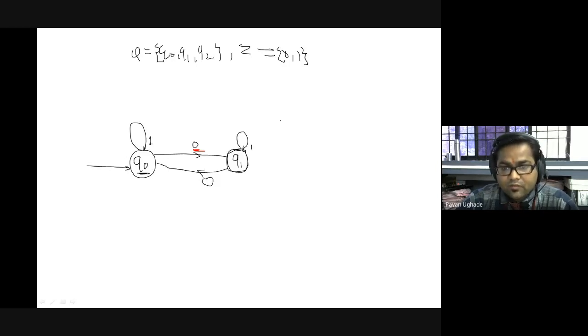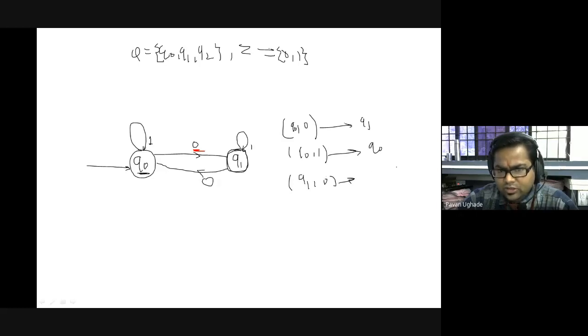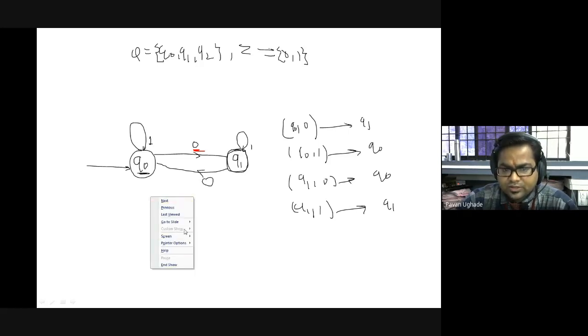How? See, from Q0 over 0, it has only one transition. Just check it out. Q0 over 0, it has only one transition, that is Q1. In the same fashion, from Q0 over 1, it goes to Q0. Q1 over 0, it has only one transition, that is it is going to Q0, and Q1 over 1, it has only one transition, reaching to Q1. It is not showing multiple transitions.